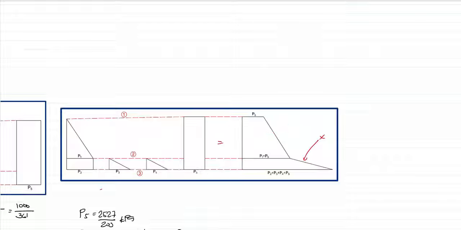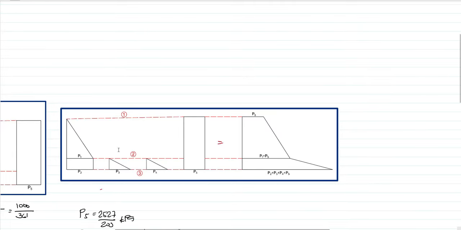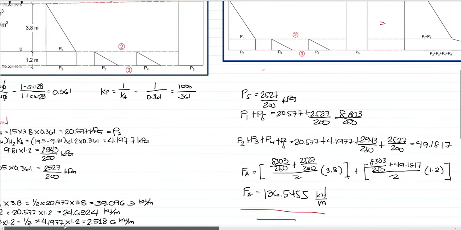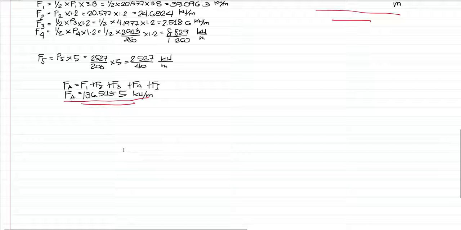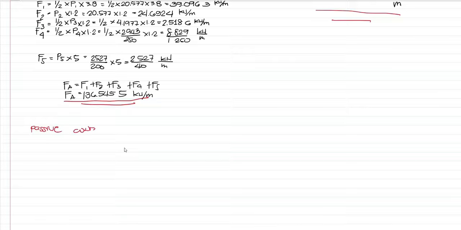So, proceed tayo ngayon sa pagdetermine naman nung passive earth force. Sa passive earth force, same lang naman yung procedure. Ang mag-iiba lang kasi dito is yung passive earth coefficient niya. So, gagamitin natin yung 1,000 over 361. So, kunin natin yung passive condition. Kunin muna natin yung individual pressures doon.